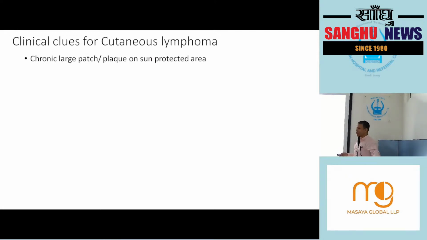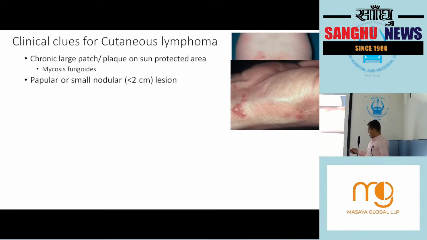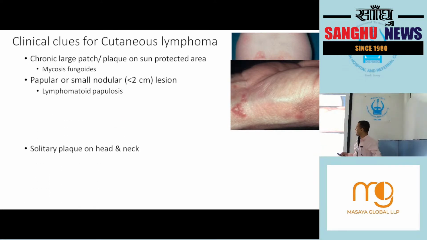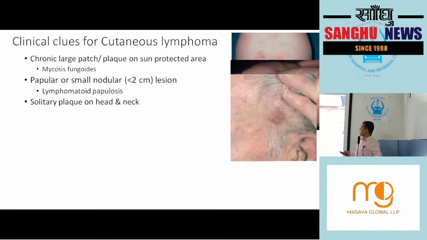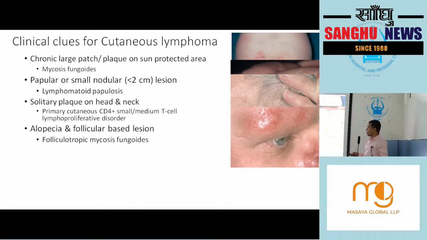This is some clinical clues for dermatologists. I have prepared this slide only for dermatology. So, if you see plaque on a sun-protected area, think of MF. If you see papular, small, or small nodular lesions like this, think of lymphomatoid papulosis. If you see a solitary plaque on head and neck, think of primary cutaneous CD4 positive small medium T cell lymphoproliferative disorder. If you see alopecia in follicular based lesions, think of folliculotropic MF.